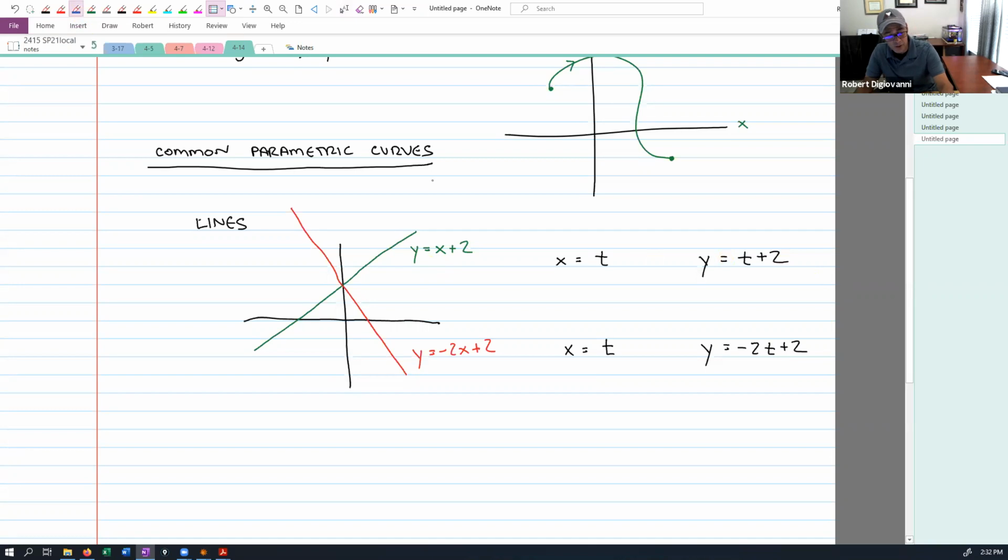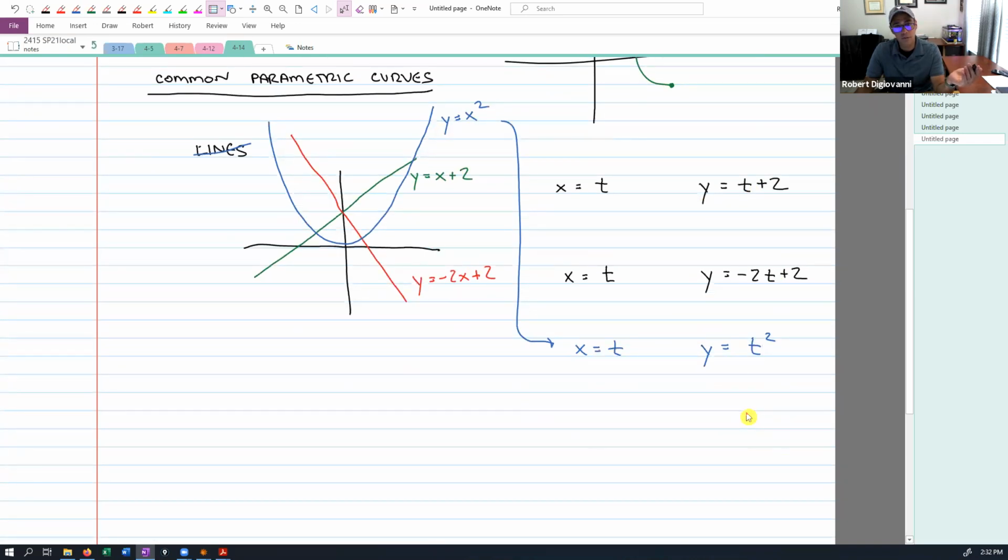In fact, I can do this even if you give me a parabola. y equals x squared. Now I realize that this is no longer a line, okay? But if I do y equals x squared, then the parametric for that would be x is t and y is t squared. That'll draw me a parabola. So anytime you have an equation that's solved for y, just replace the x with t, and then for the y, just write out the function and replace the x's with t, and that'll draw it for you. Okay.